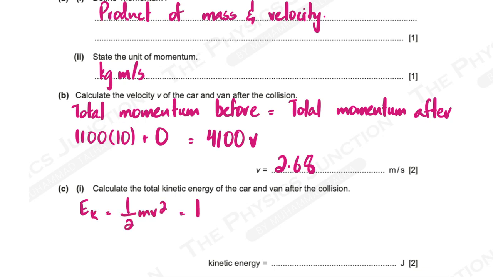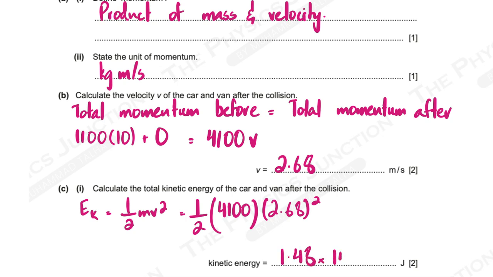So half the mass of the combined object was 4100, and this is the speed, 2.68 squared. To avoid rounding errors, you should use whatever calculator value that you have here, which turns out to be 14,756, or I can say 1.48 × 10^4 joules. State the transfer of energy that occurs in the collision.